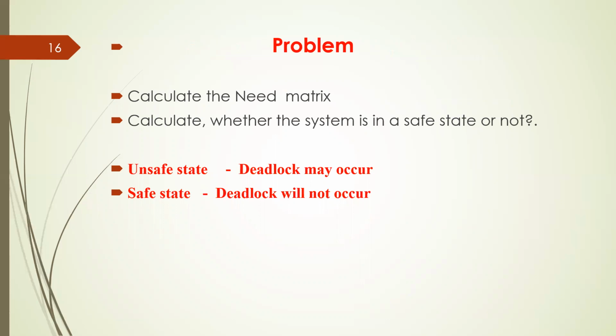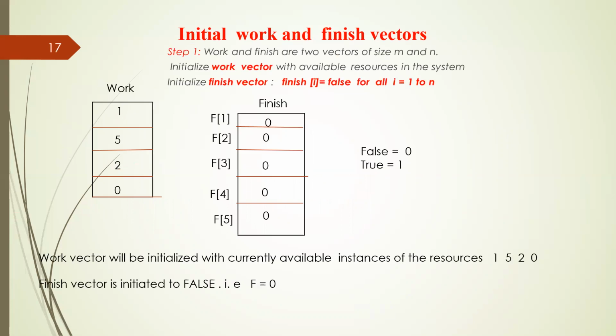So unsafe state means deadlock may occur. Safe state means deadlock will not occur. If a system is in unsafe state, then there is a lot of chance for the deadlock to occur. If a system is in safe state, then there will be no chance for the deadlock to occur. Now go to the algorithm.